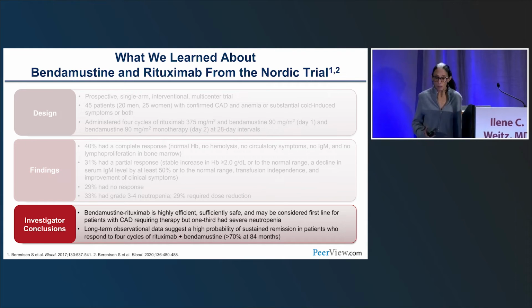Bendamustine is active. It's relatively safe with the exception of neutropenia. And these patients did have sustained remissions for up to 40 months, with 70% being in remission at 84 months. So it has a very long remission rate.